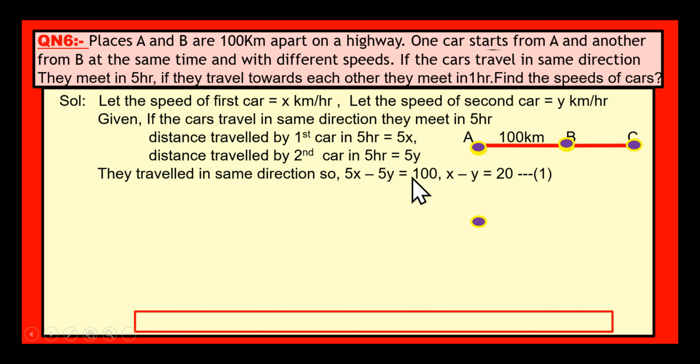As you can see, all the terms are divisible by 5. Therefore, divide all the terms by 5. 5x by 5 is x, minus 5y by 5 is y, and 100 by 5 is 20. x minus y is equal to 20. It is the first equation.